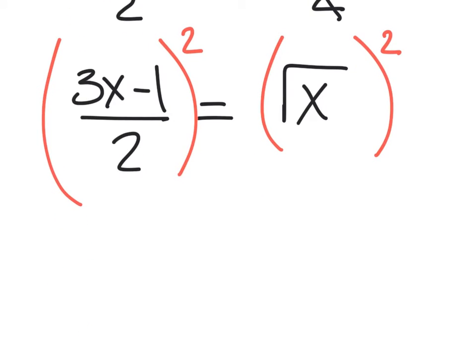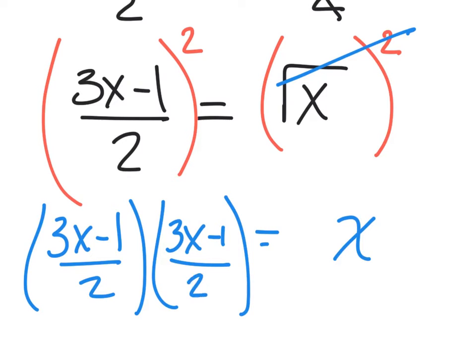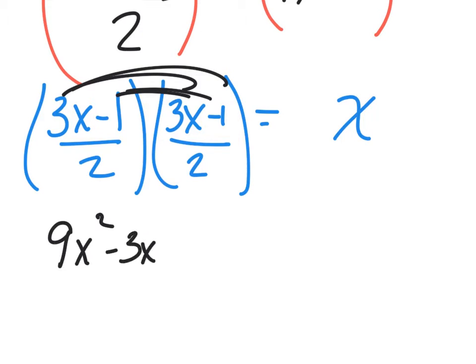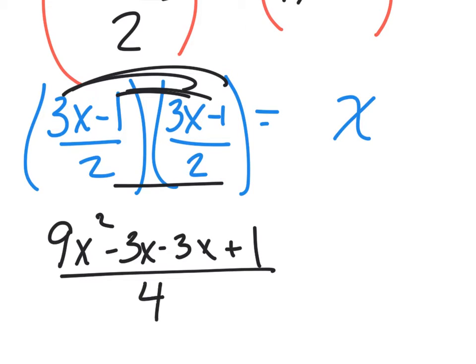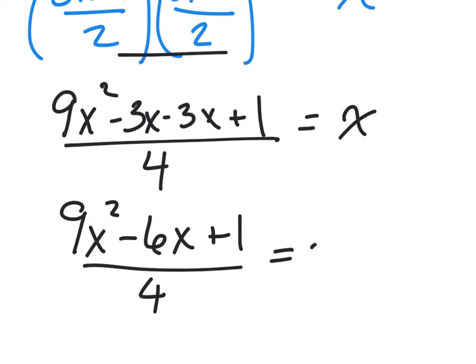So the right side is real nice. Anytime I square a square root, they just cancel, and I'll get x here. Now this side's a little uglier. I'm going to write it down twice, of course, and multiply it by itself. So the top part I'm going to have to FOIL out. So what is that? 9x squared minus 3x plus 1. And the bottom I'm going to multiply, and that's just going to get me a 4 equals x. Again, I'm going to keep cleaning up, so that's 9x squared minus 6x plus 1 all over 4 equals x.